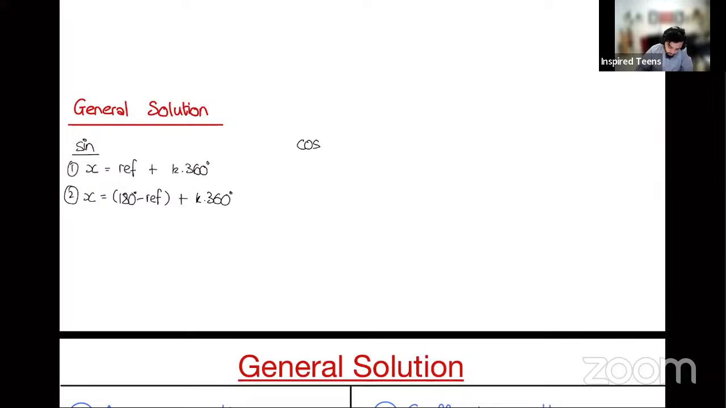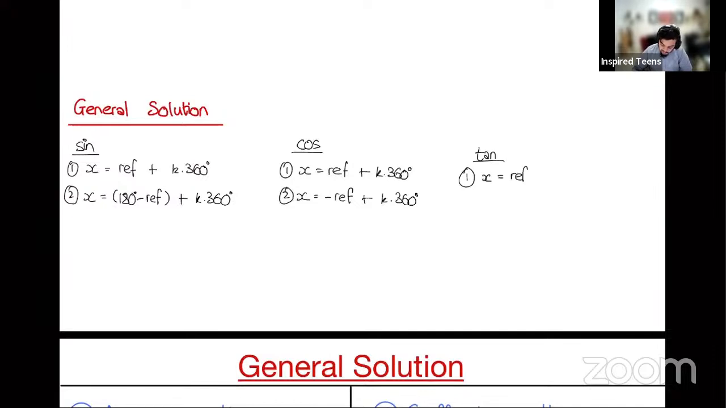Then cos also has 2 general solutions. The first is x, our angle, equals the ref angle plus k times 360. The second is x equals the negative ref angle plus k times 360. And finally, tangent has 1 general solution, and that is x equals the ref angle plus k times 180. That one is easy to remember, because the tangent graph has a period of 180. So these are the general solutions for sine, cos, and tan.